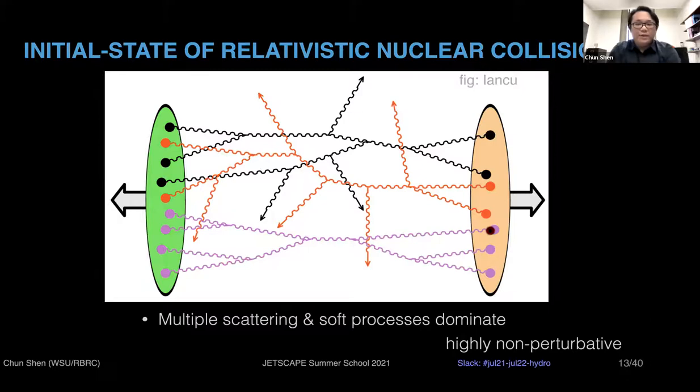So let's start with the initial state of heavy ion collisions. Here is a cartoon picture that describes how the two heavy nuclei pass through each other. A lot of scatterings will happen between the individual protons inside these nuclei. You could expect a lot of multiple scatterings, most of them soft and some of them hard, producing a jet. Most of these processes are highly non-perturbative and cannot be calculated with paper and pencil. So it's really challenging to understand what the initial energy distribution looks like after the two nuclei pass through each other.